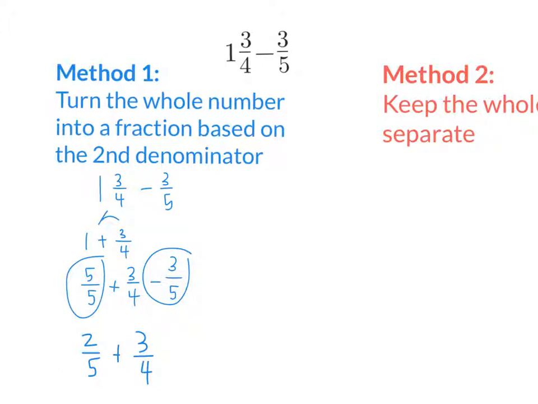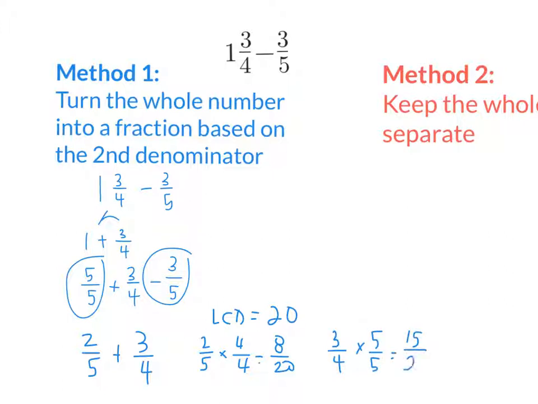Well, we still need to find an LCD, right? What would our LCD be? 20. So then we can rewrite the equivalent fractions. 2/5 is going to be 4 times 4 over 4 to get 8/20ths, yes? And then 3/4 is going to be how many 20ths? 5 over 5 equals 15/20ths. So now we can do our 2/5 plus 3/4.